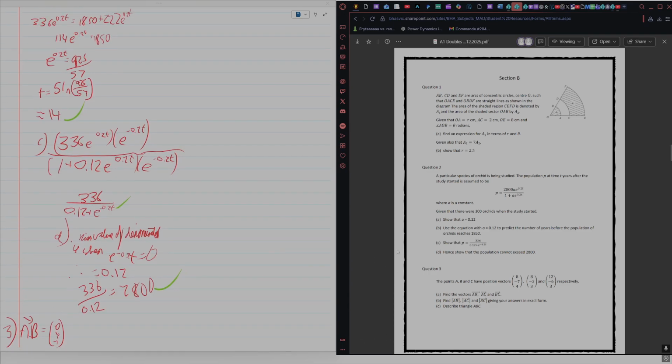And then you show that it can't exceed 2800. Well, the maximum value of this p is when the denominator is the smallest, and the denominator is the smallest when e to the negative 0.2t is 0, because it can't be below 0. Therefore, the highest value of p would be 336 over 0.12, because we're just assuming that e to the negative 0.2t is 0, and then you do that, and it's 2800.